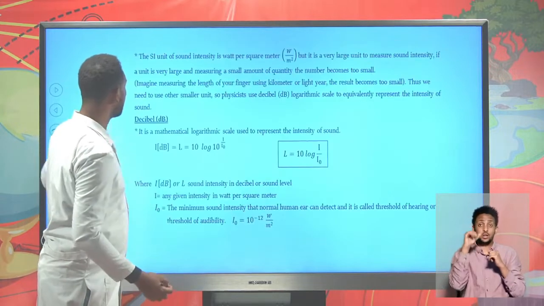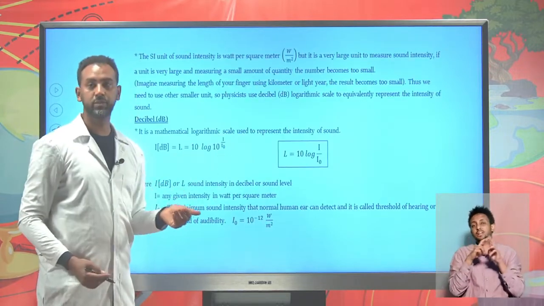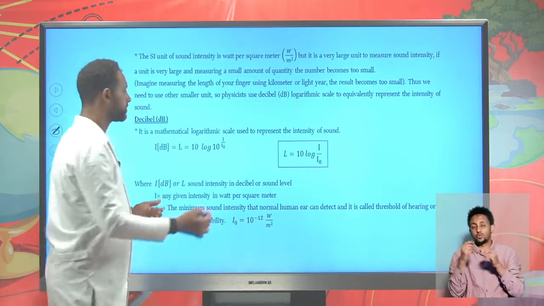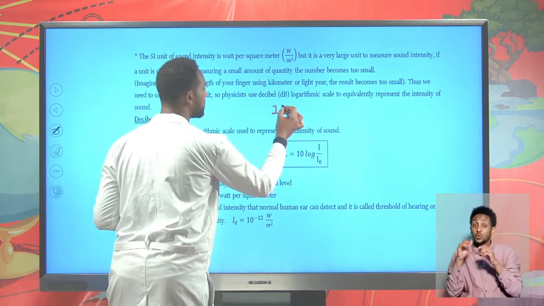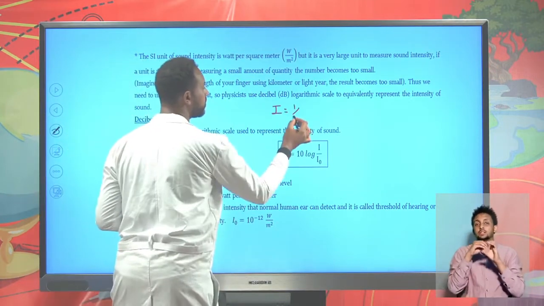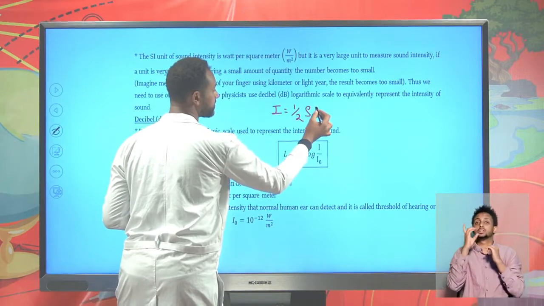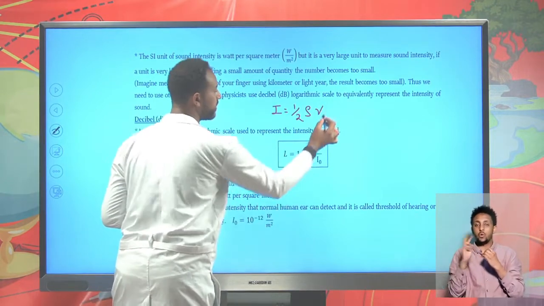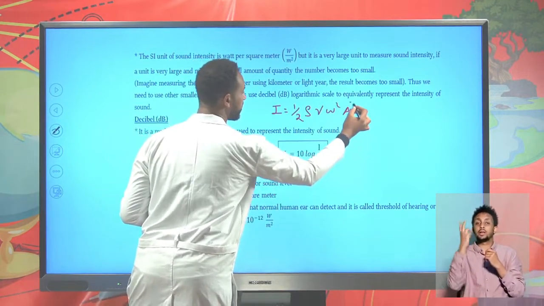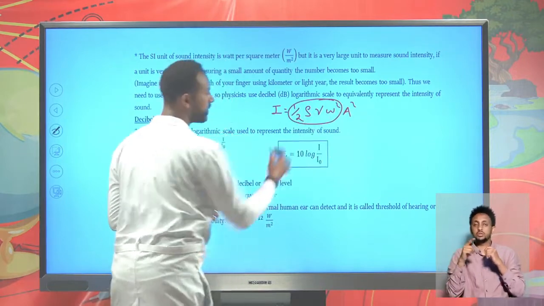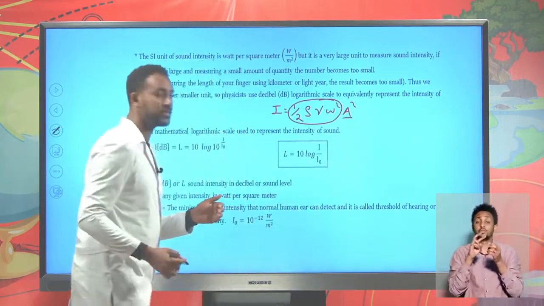And the other case is that intensity might be related to the amplitude of a source. Keeping the distance constant, it's possible to have intensity as 1/2 density rho, the speed of the wave, omega squared, amplitude squared, and so on. These are the constant variables. The only thing which varies is the amplitude.